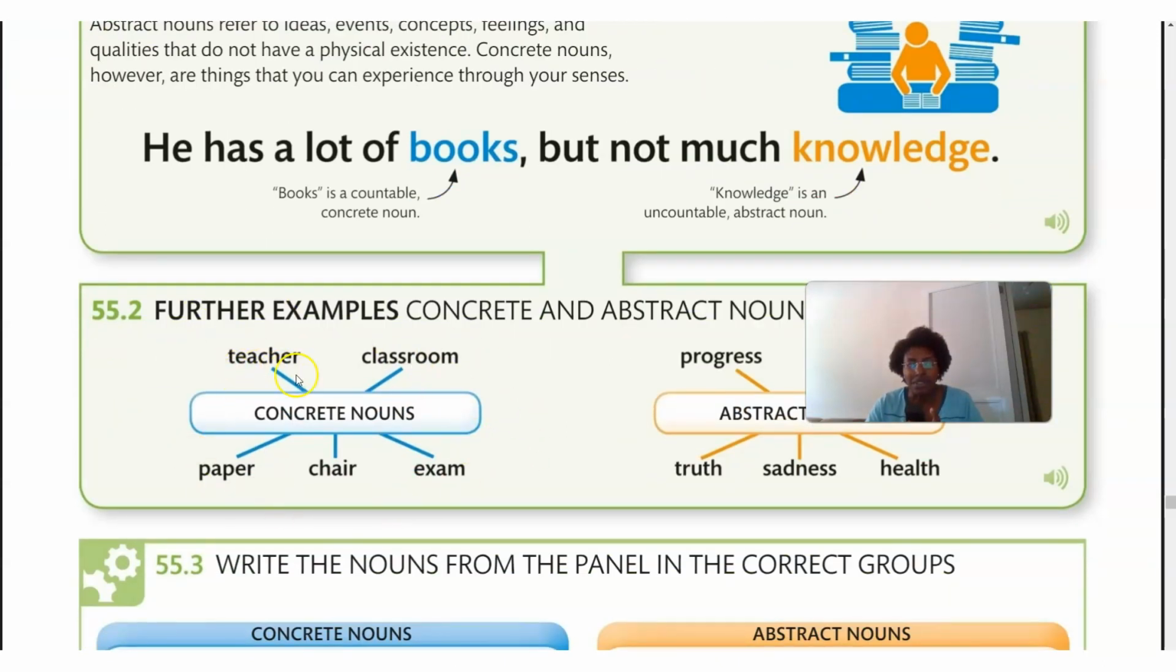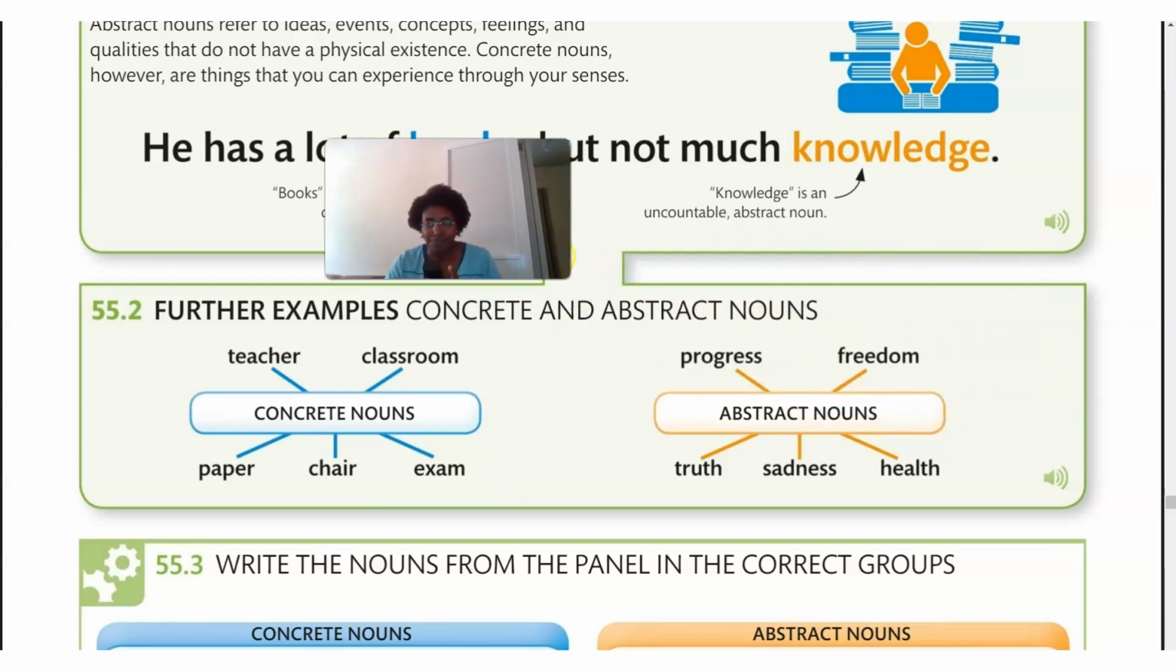Okay, further examples for you. Concrete nouns. A teacher is real. Yes, I am a real teacher. A classroom is real. We can visit a classroom. We can see a classroom, paper, chair, exam, all those things are real. We can use our senses to see it, feel it, touch it. And then on the opposite end are abstract nouns. Progress, freedom, truth, sadness, health. They're abstract. They're not real. We can't see it. We can't feel it. They're just ideas or feelings. Okay, let's move forward.